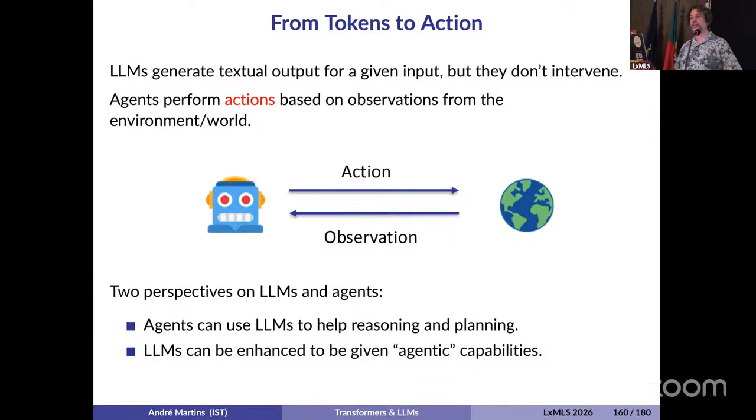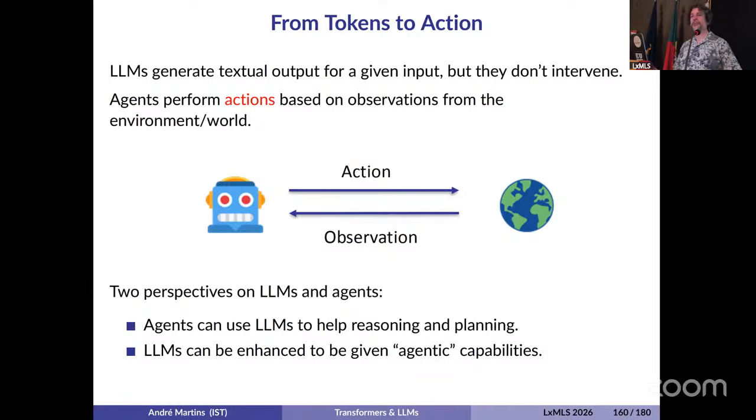One observation is that LLMs, as I've described so far, generate textual outputs for some inputs, but they don't intervene in the real world. This contrasts with agents. Agents are able to perform actions based on observations that interact with the world, the environment. Then they get a response from the environment, and they adjust what to do next based on that response. There was already a talk by Eric Xing yesterday on world models that touches a little bit on this topic.